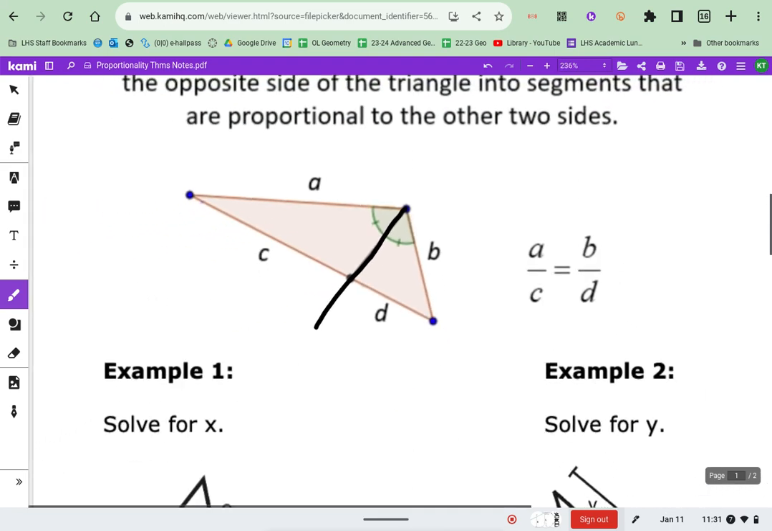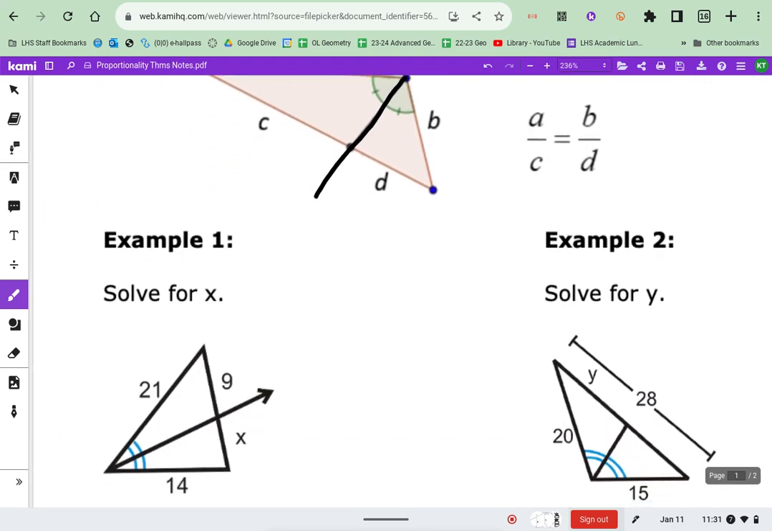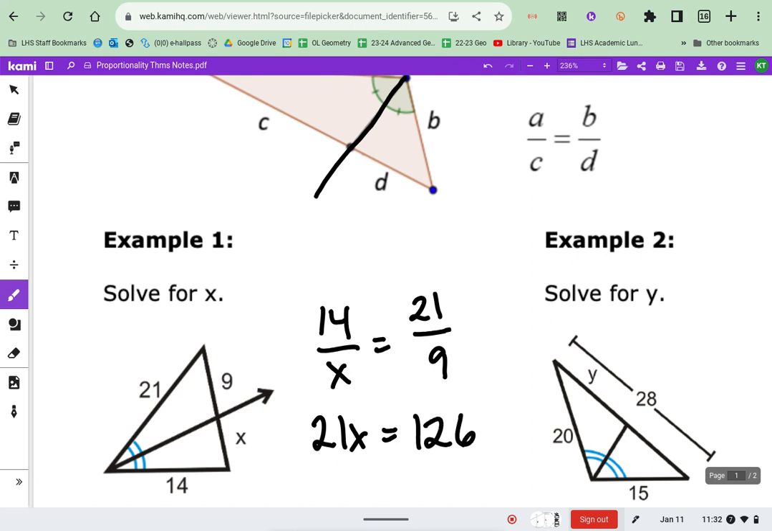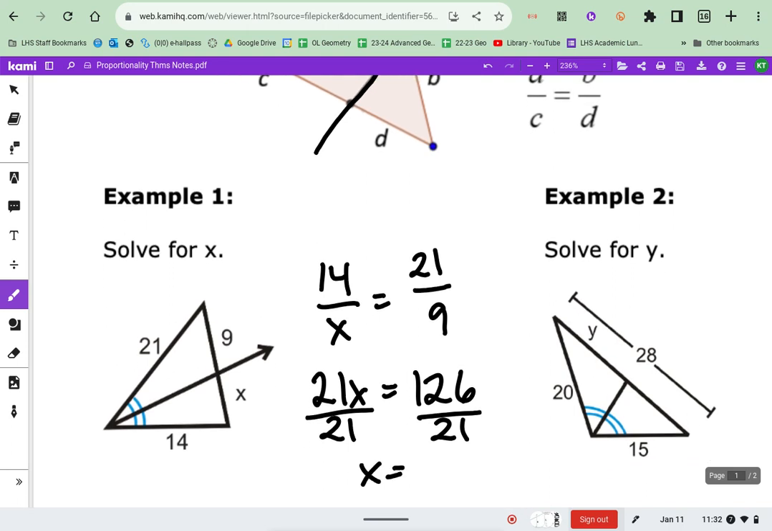So, for example, on number 1, we would say that 14 over x is proportional to 21 over 9. And then we'll just solve for x, so we'll cross multiply and get 21x equals 14 times 9. That's 126. And then divide by 21 on both sides to get that x is 6.